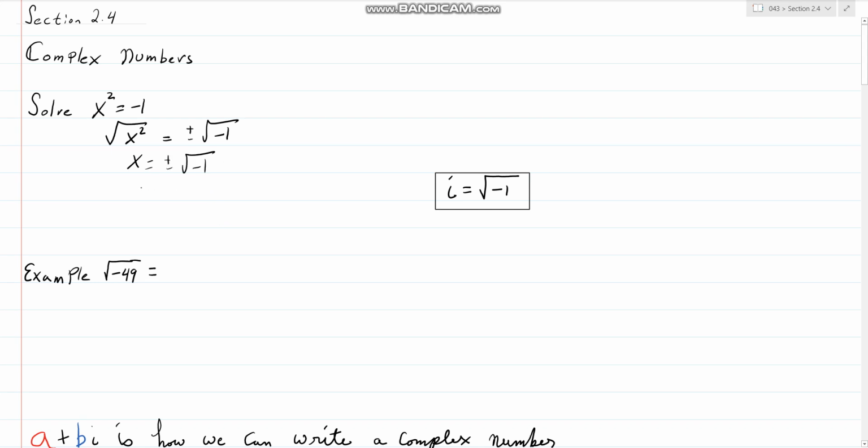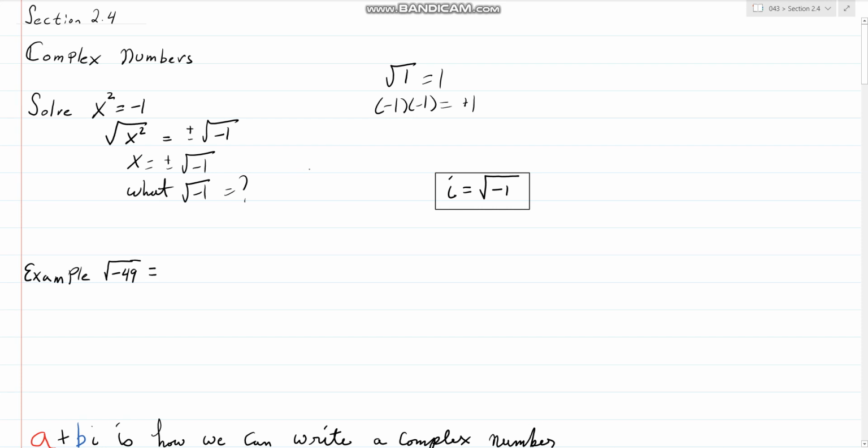Well, what is the square root of -1 equal to? The square root of 1 is just 1. But we need a number times itself that equals -1. And see, -1 times -1 would be +1. So what would equal -1?